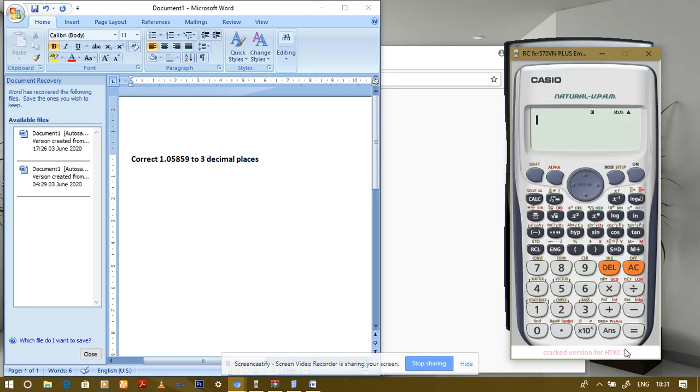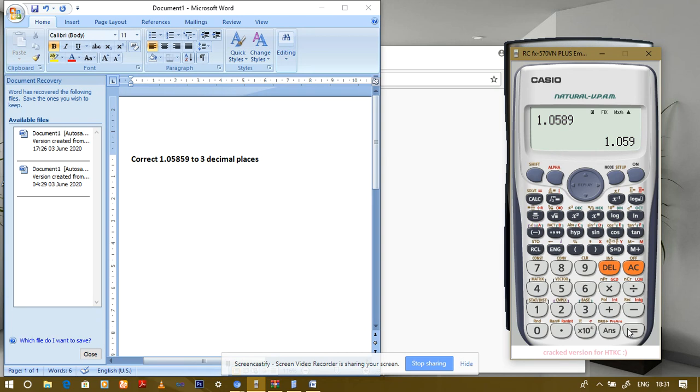And let's use the FX991 ES or ES plus or the FX570 ES plus. Here we press our shift, we press our mode, we press our 6, that is FIX. The 0 to 9, same thing. How many decimal places? It says 3. Press my 3, type the question. 1.0589. Press my equal to sign. 1.059. As simple as that.